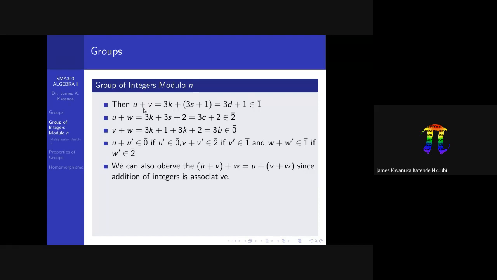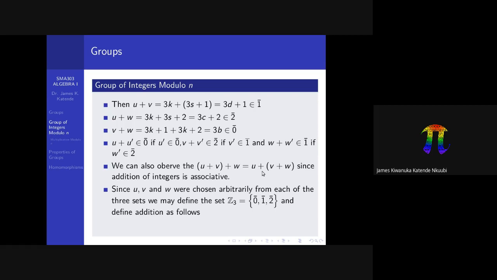Now, since we are just doing addition, we can observe the following: since all through we are just adding integers, we know that addition of integers is associative, so this associative property will be true for this operation. Now, like we said, it doesn't matter which representative you pick from the set. These conditions will always be true. So we can just choose to pick 0, 1, and 2 as the representatives from each of the sets, and then we can define addition on the set as follows.